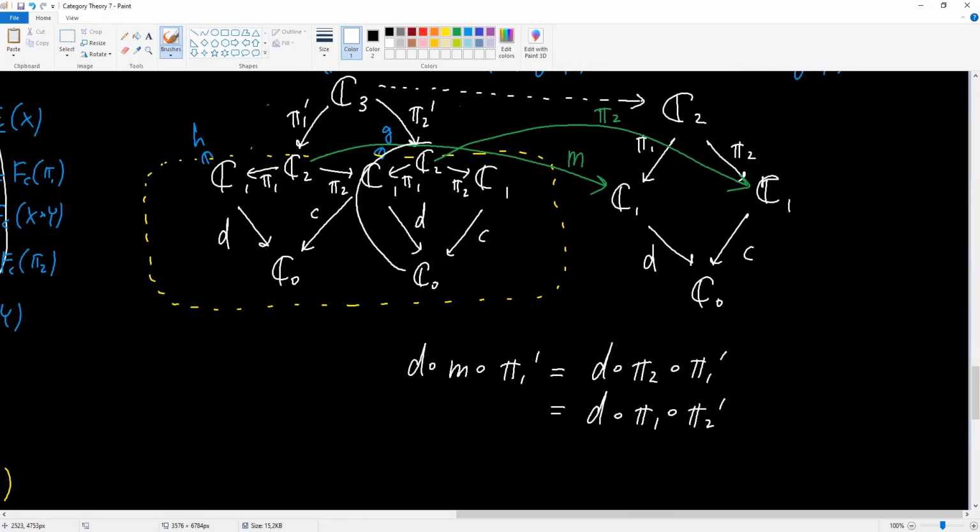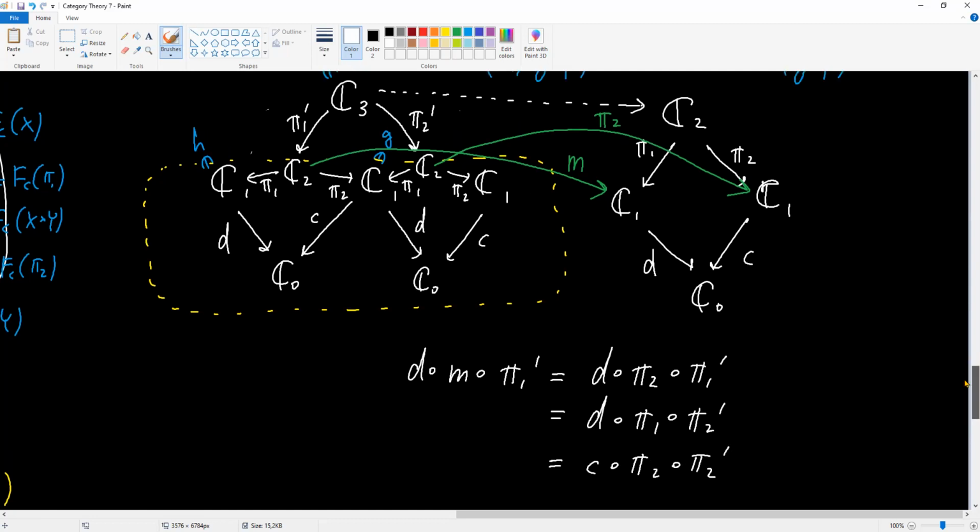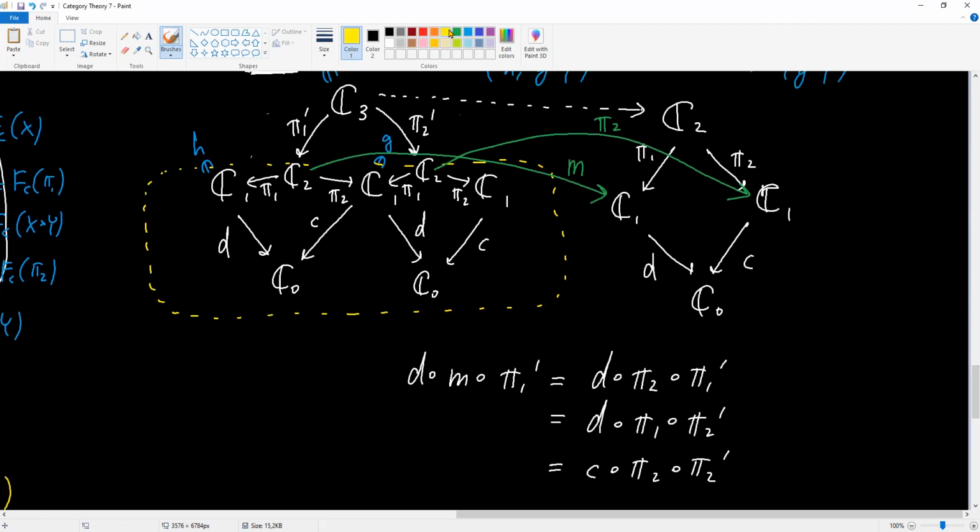But what about D composed with pi1? D composed with pi1 is the same as C composed with pi2. So it's C composed with pi2 composed with pi2 prime. And that's exactly what we wanted, isn't it? So remember, we wanted this composite, which is D composed with M composed with pi1 prime, to equal this composite, which is C composed with pi2 composed with pi2 prime. So yeah, C, pi2, C, pi2, pi2 prime. That's exactly what we've got here.